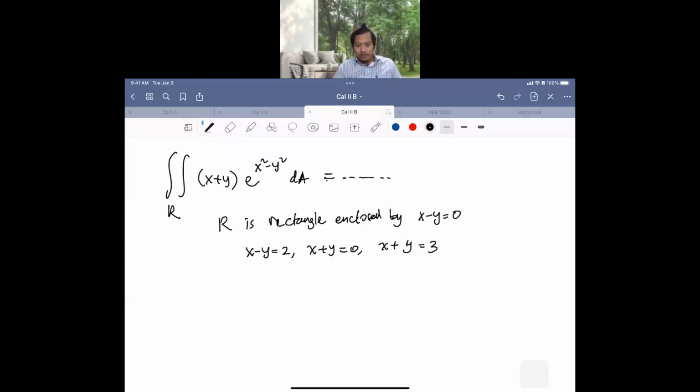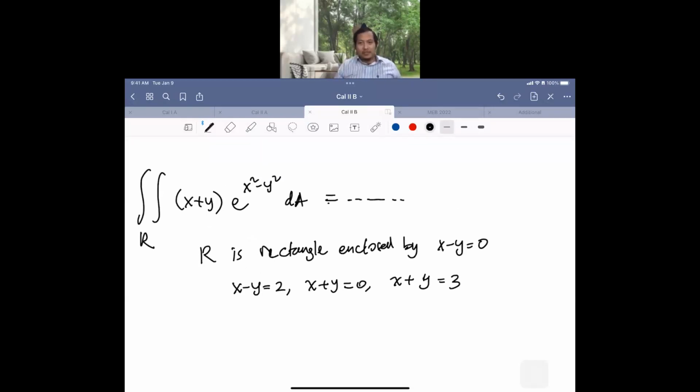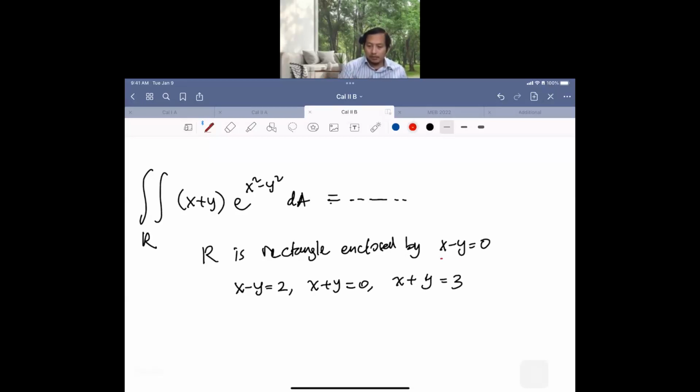Okay, anyone get the answer? So first, what you are noticing here is this rectangle. The rectangle has x minus y and x plus y. On one side it has line equations that are parallel, and the other pair is also parallel, right? So it is obvious that you're going to have a change of variables for x minus y and x plus y.